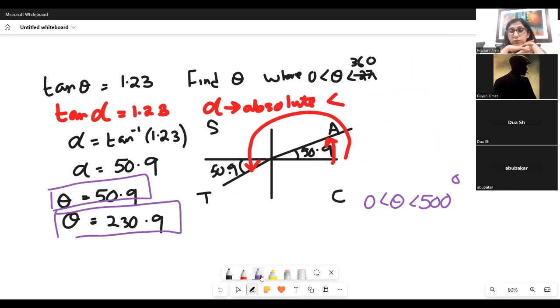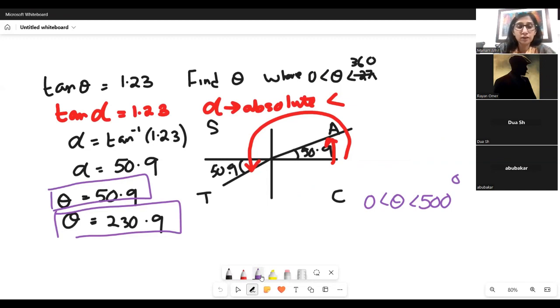Just find 360? No, that is not the periodicity of tan. What's the periodicity of tan? For cos, the period is 360 degrees. For tan, the period is 180 degrees. So you'll get the same answer, 1.23, if you keep adding 180 to these answers.